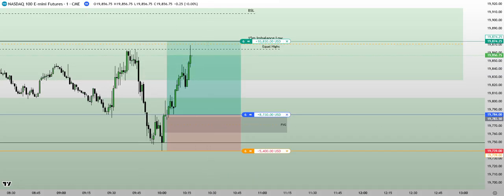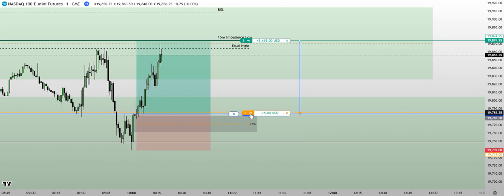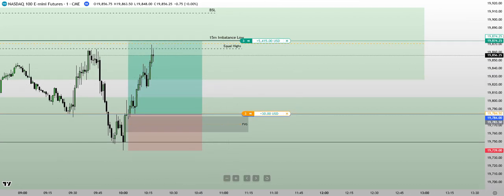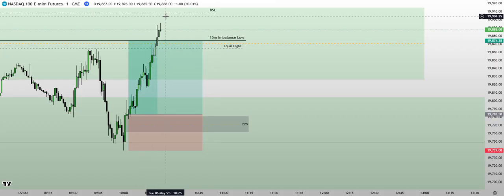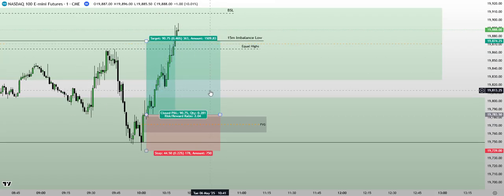Nice signature in price right there. Scaling out at those equal highs. We'll stop to break even on the rest. And we'll see if we do end up getting that high right there. That 50-minute imbalance. We get it. So we could even come to this buy side liquidity. So good move there. 90 points.